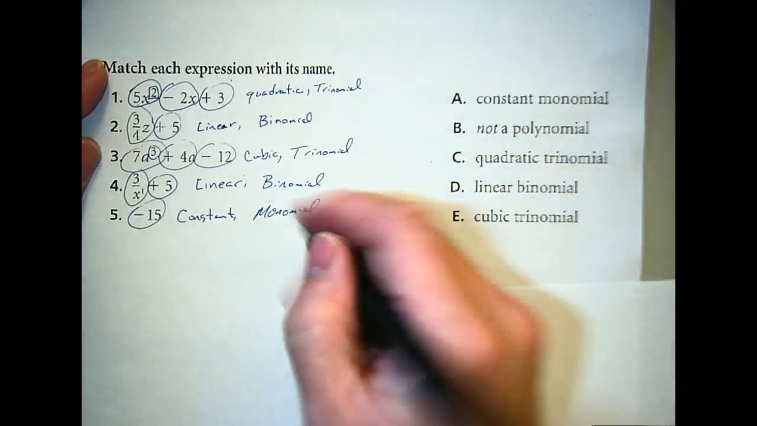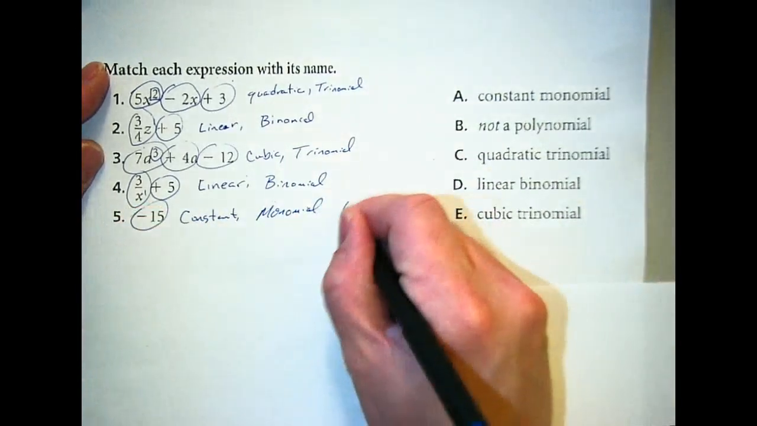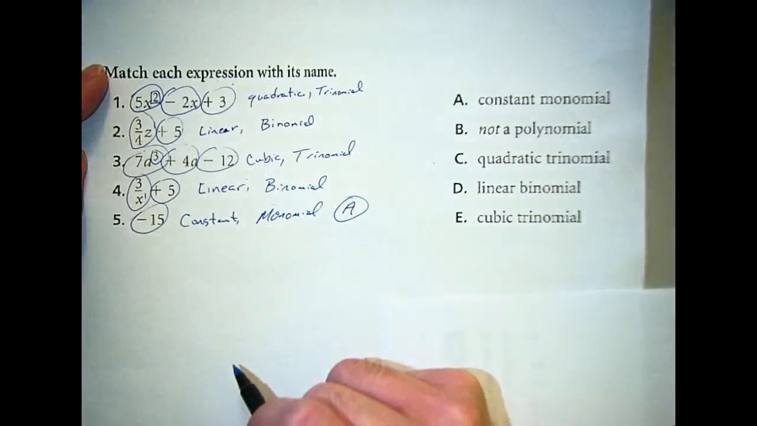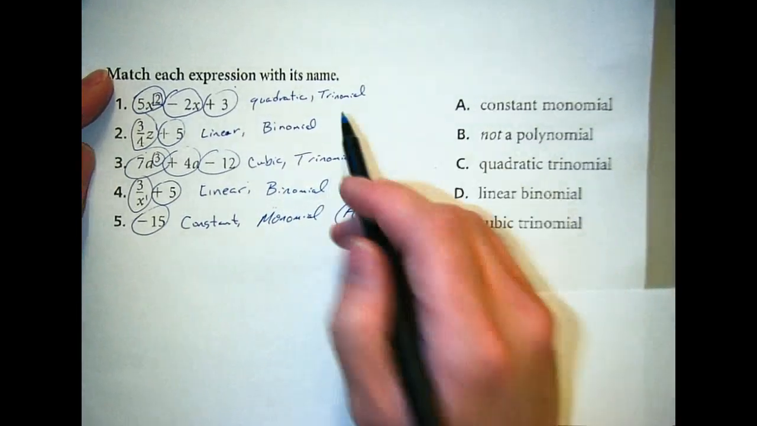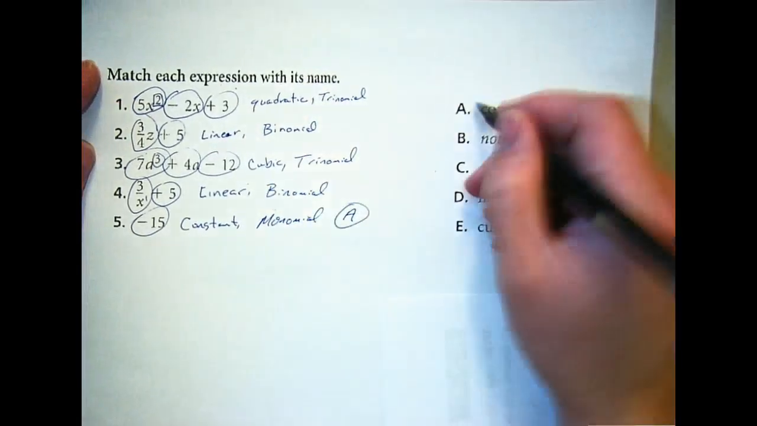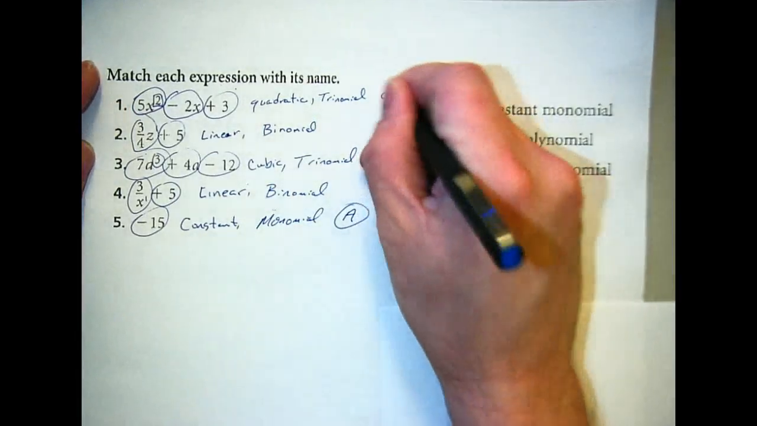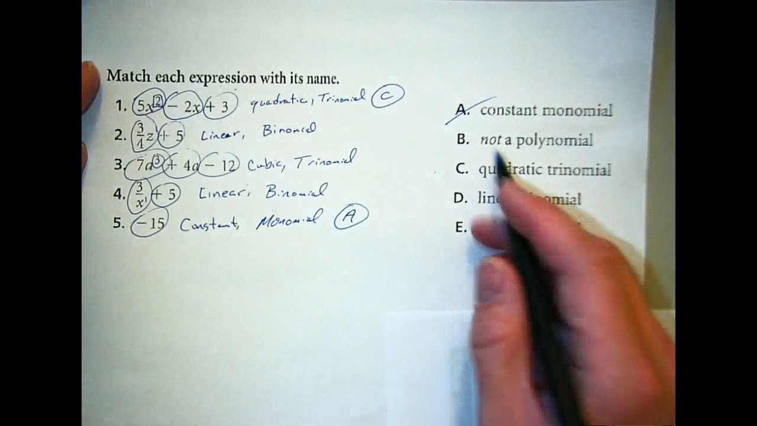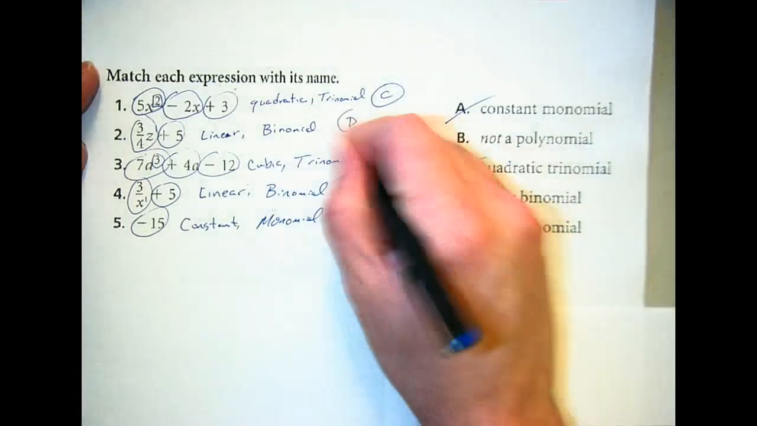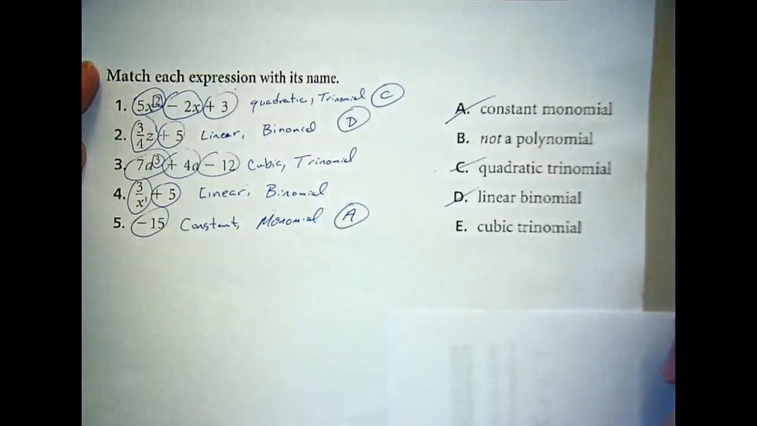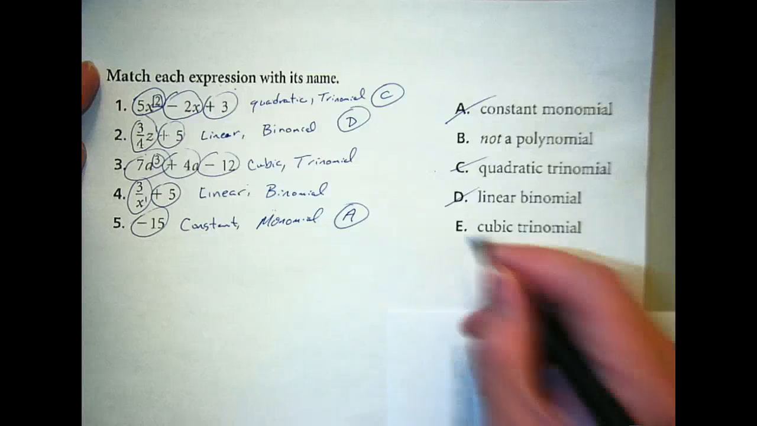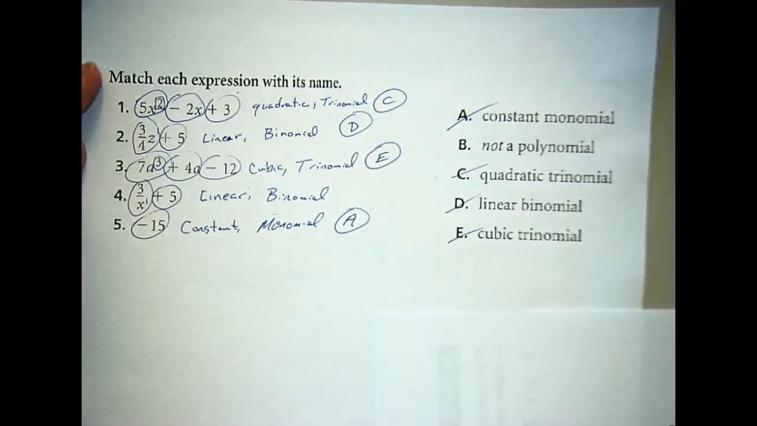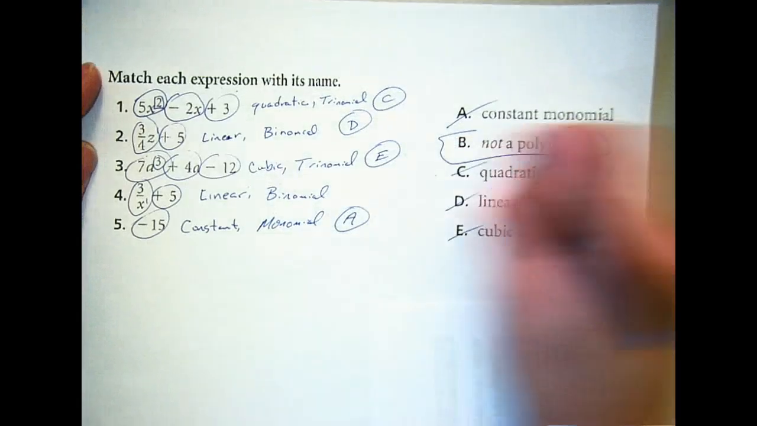All right, so matching up. Constant monomial, that looks like number 5 is letter A. Number 4 is letter, we'll come back to that one. Number 1, what's that one? C, okay. Number 2 is? D. Number 3 is? E. What's that leave, number 4? Not a polynomial. That's odd.